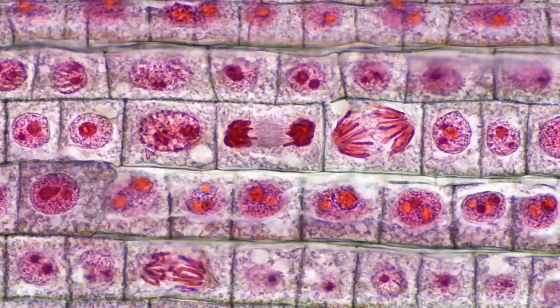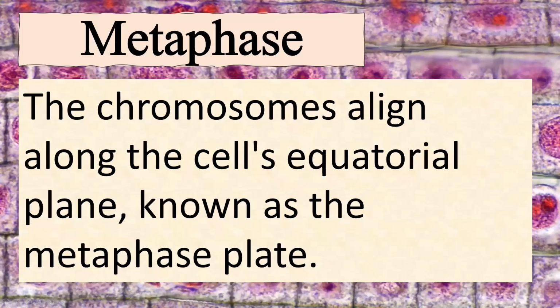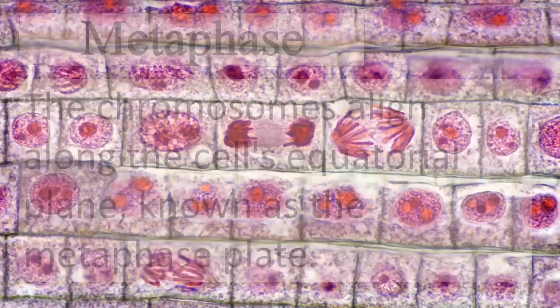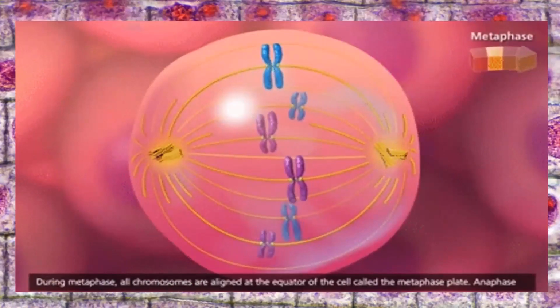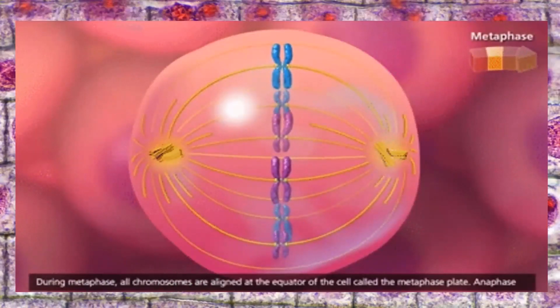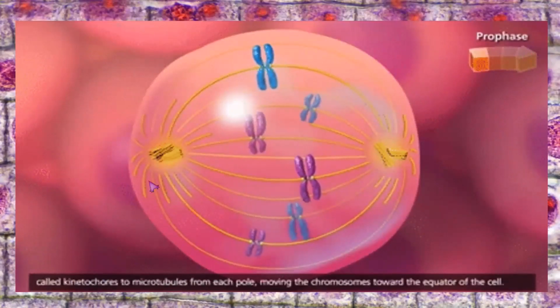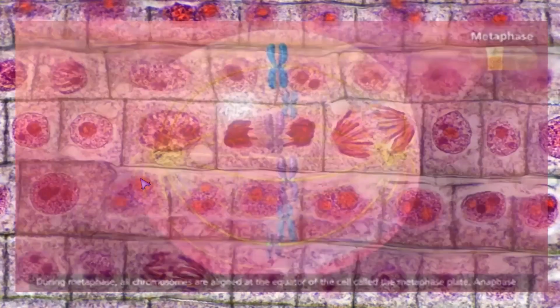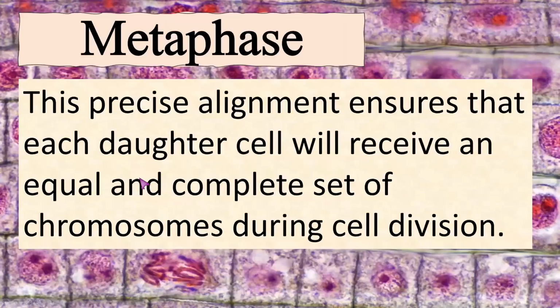After the prophase comes the metaphase. In the metaphase, the chromosomes align along the cell's equatorial plane, known as the metaphase plate. Kindly take a look at how they align themselves in the cell's equatorial plane. This alignment ensures that each daughter cell will receive an equal and complete set of chromosomes during cell division.